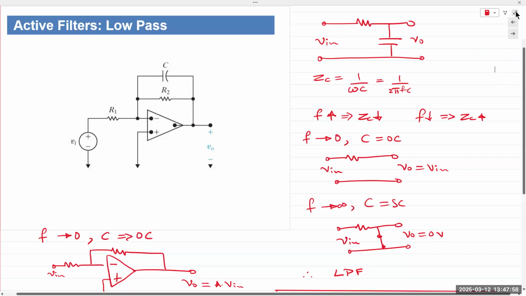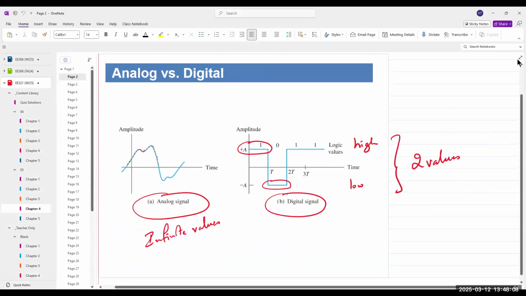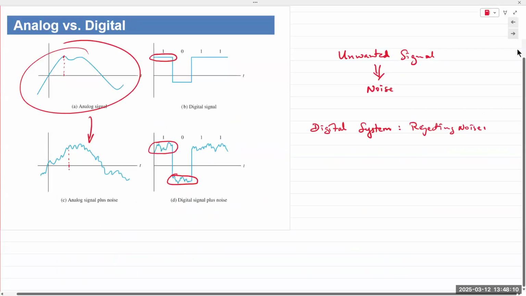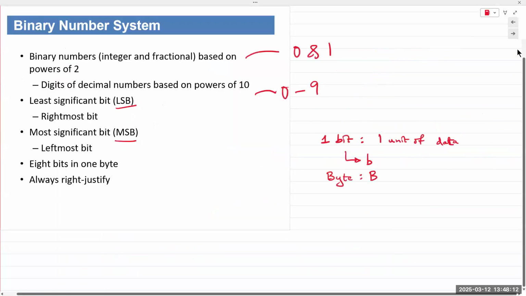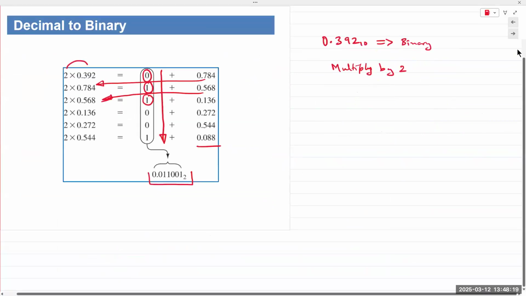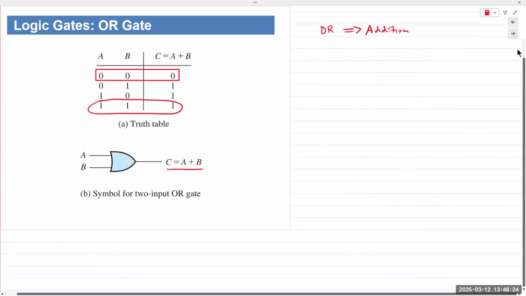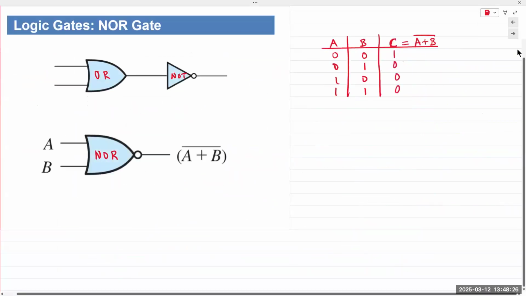All right. And then chapter 4, already covered that, all the way up to, so we started with the binary number system. Binary to decimal, decimal to binary, hexadecimal to binary, binary to hexadecimal. All of that. Make sure you review gates and the implementation of a combination of gates, which is what we did in the previous quiz.